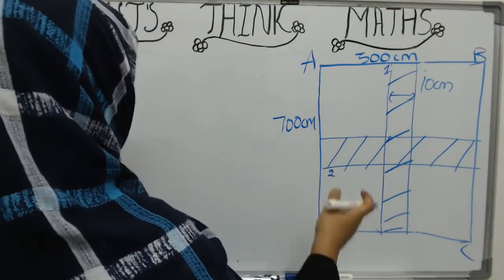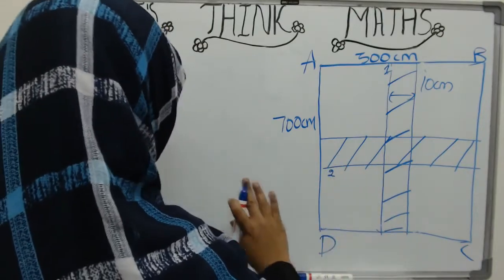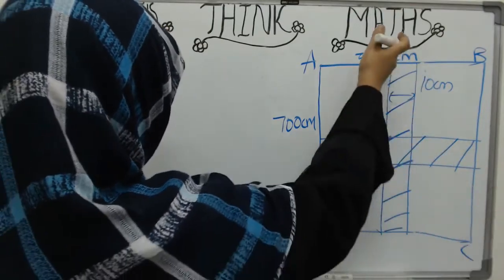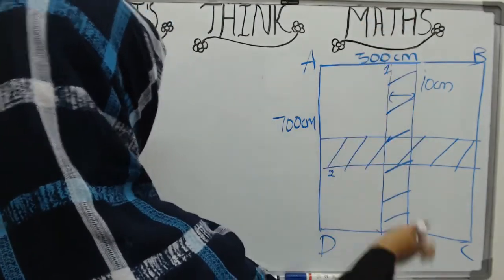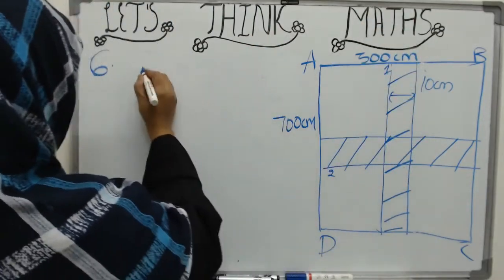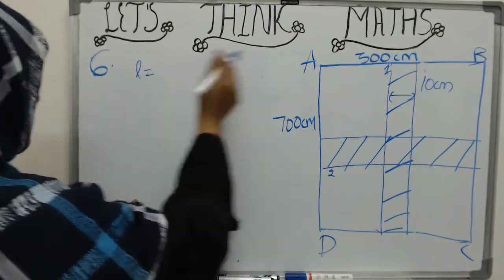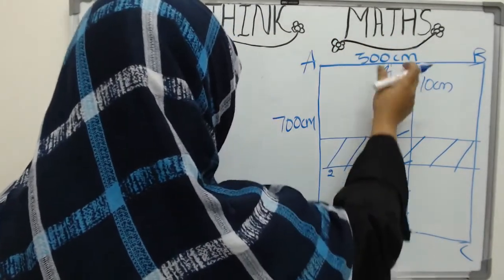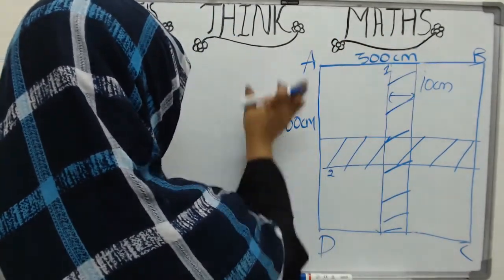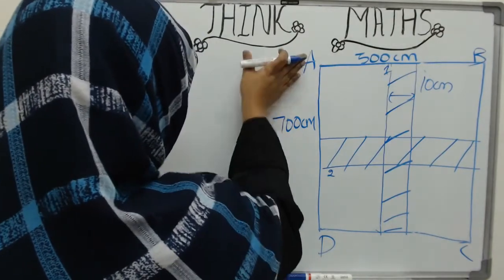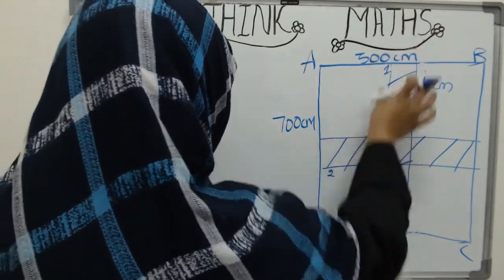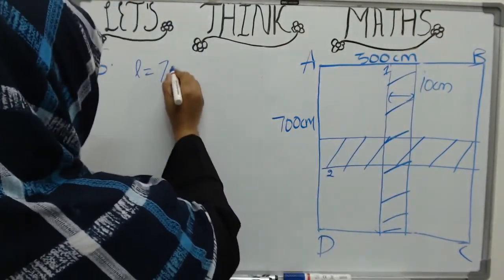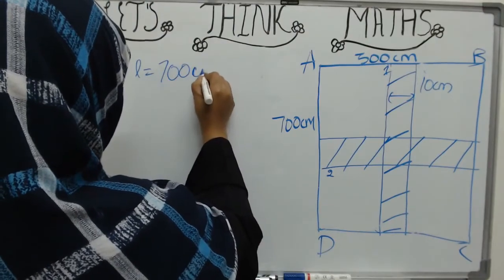If it is a square, we have to find its side. That is the only way to proceed. So if we are talking about a road, all we have to do is find its length and breadth. So what will be this length? It is parallel to this AD, right? So if AD is 700, this will also be 700. So the length will be 700 centimeter.